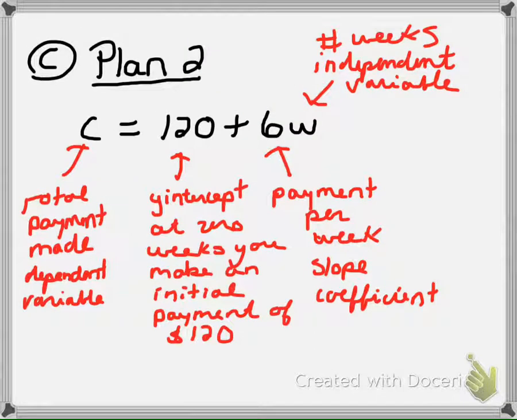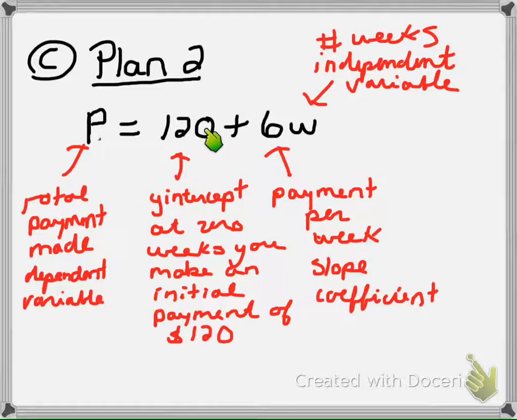Now for the second plan, it's C. It should have been P. I'm not sure why I did that. I'm going to actually change that, because if you use a P on the first equation, you should use a P on the second. If you use a Y on the first equation in this spot, you should use a Y on the second equation, because it stands for the same thing. It stands for the total payment made, and it's the dependent variable. And again, it has to be labeled.